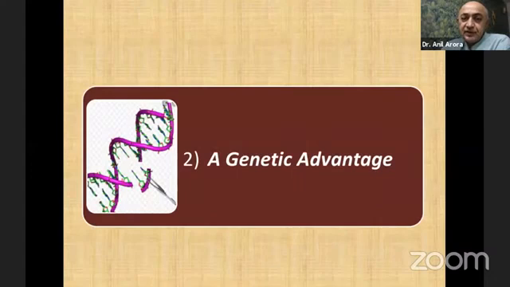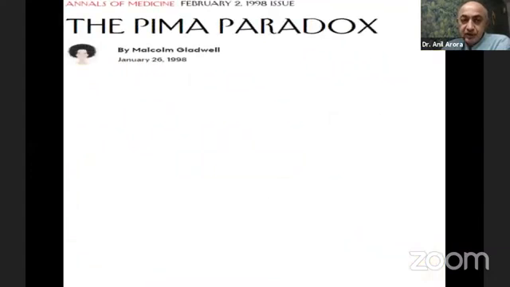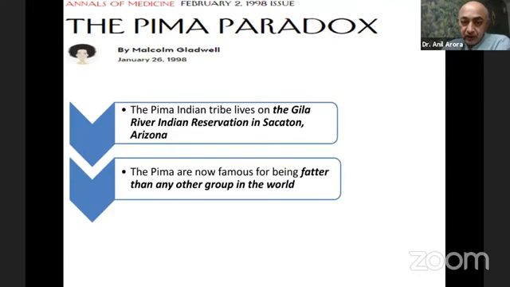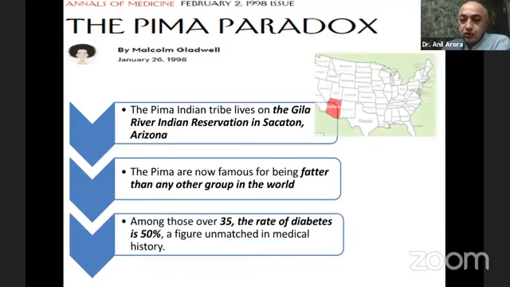Secondly, it gave us a genetic advantage. Being fat gave us a genetic advantage. How did it give us? Let me explain. Let's see the example of the Pima Indians. The Pima Indian tribe lives on the Gila River Indian Reservation in Sacaton, Arizona. They are now famous for being fatter than any other group in the world.